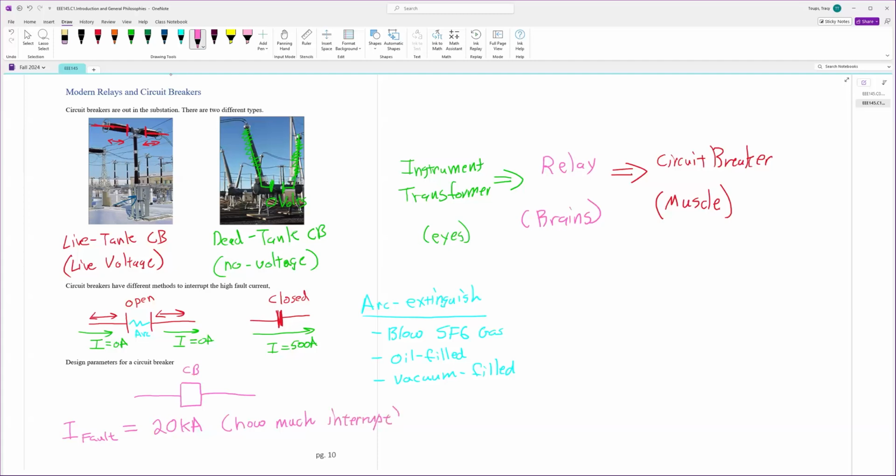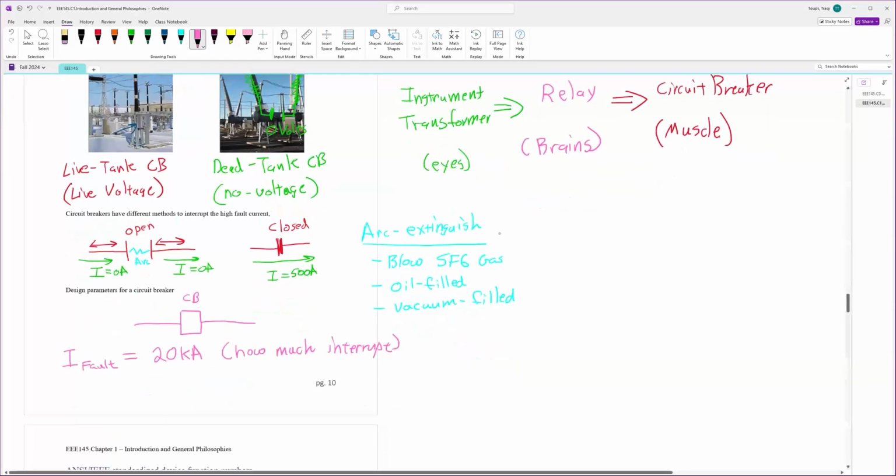So if you have a very, very big fault, you have to make sure you get a circuit breaker that can handle it. Because if you undersize it and so let's say we have 50 kiloamps worth of fault and you buy a 20 kiloamp breaker, when you try to open it, it's not going to actually open the circuit. 50 kiloamps will keep flowing through. So we need to make sure that we can handle that fault current.